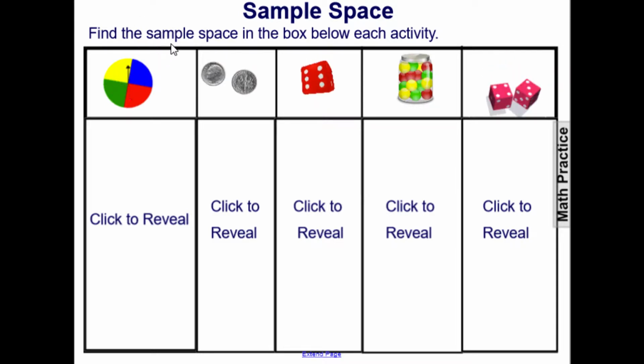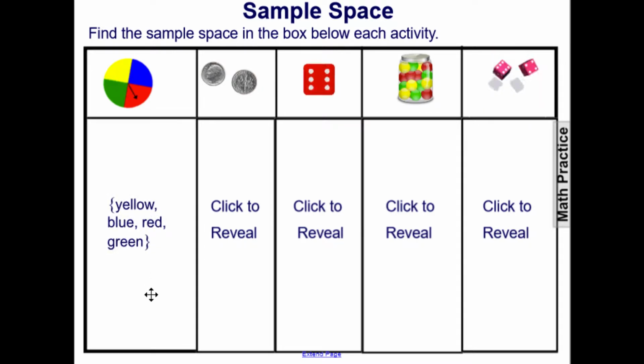So the first event is we're spinning a spinner. So you can see here it's spinning, and we have a yellow, a blue, a red, and a green quarter. So all the possible outcomes are all the possible colors that the spinner could land on. So we would have in braces yellow, blue, red, and green. Those are the colors it could land on.